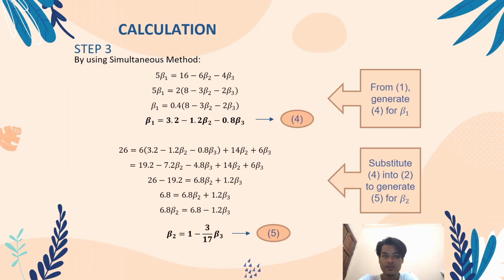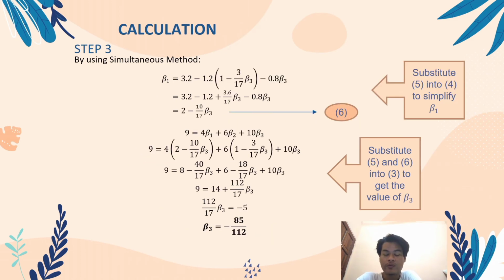For step 3, by using the simultaneous method, we can generate a new equation for beta 1 and beta 2. First, from equation 1, we will generate a new equation, which is equation 4 for beta 1. Then we will get beta 1 equal to 3.2 minus 1.2 beta 2 minus 1.8 beta 3. Second, substitute equation 4 into equation 1 to generate equation 5 for beta 2. Then we will get beta 2 equal to 1 minus 3 over 17 beta 3.